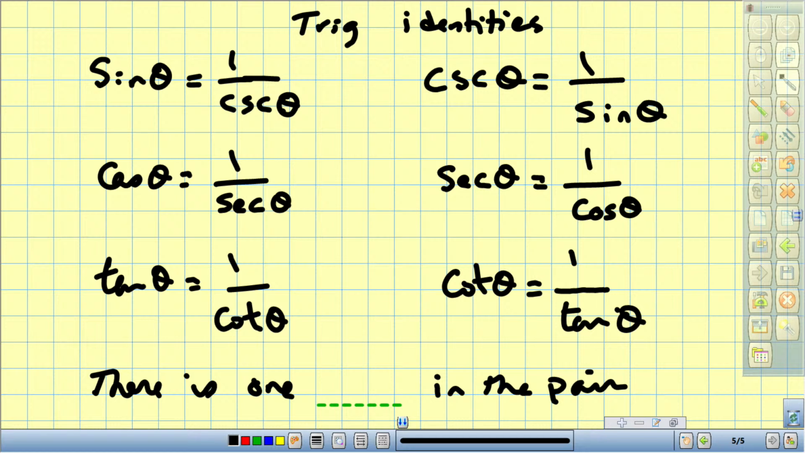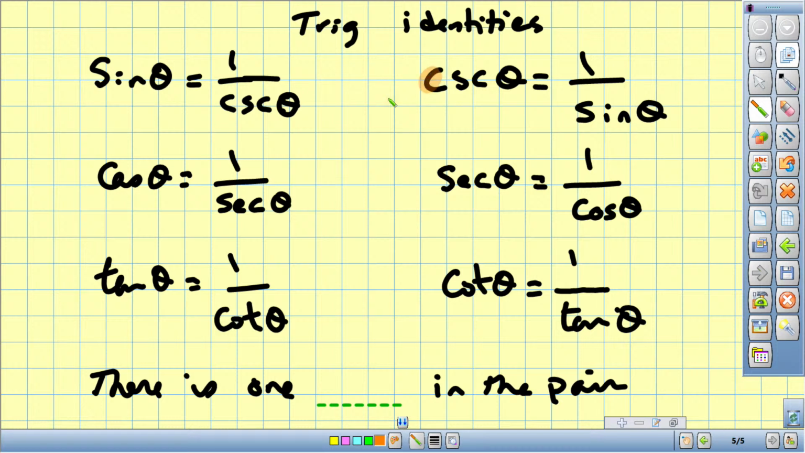Getting closer. Alright. Olivia got it. There's only one co in the pair. Remember? Sine and cosecant. I just said that, you guys. Cosine and secant. There's only one co in the pair. You can't have cosine and cosecant. Tangent and cotangent. There's only one co in the pair.